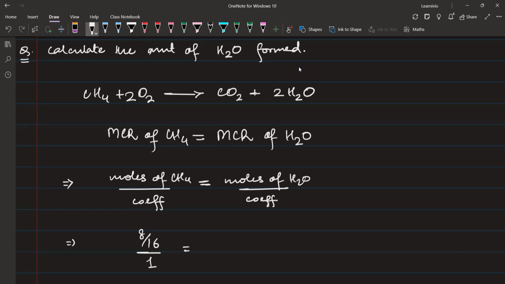Moles of H2O, let's assume X. X divided by coefficient 2. We take the molar mass of H2O, since we are taking moles. So if you want to write properly, it will be W of H2O divided by 18, 18 divided by, what is the coefficient? 2. Okay, so did you understand?